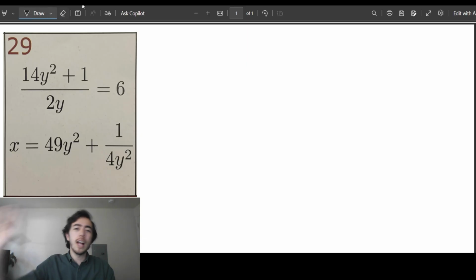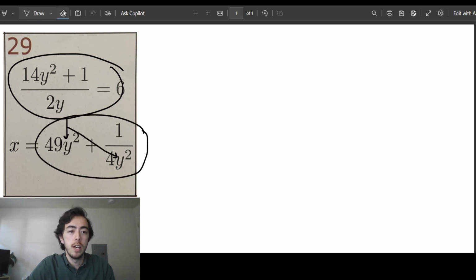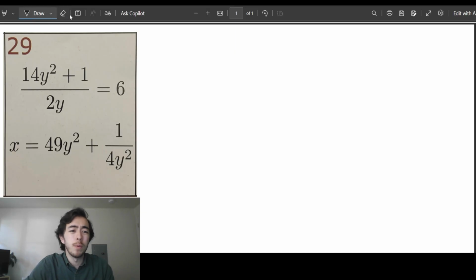And a classical approach to this would be to notice that we have some equation in terms of y right here. So we could solve for y, and then once we know what y is, we can plug it in here and solve for x. And honestly, that might work.